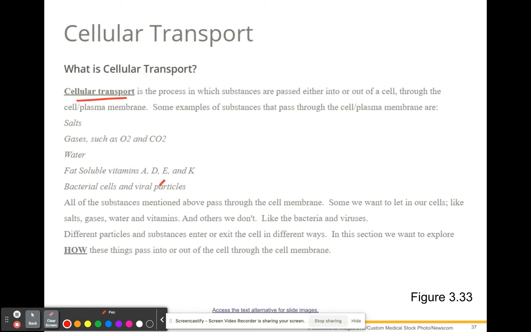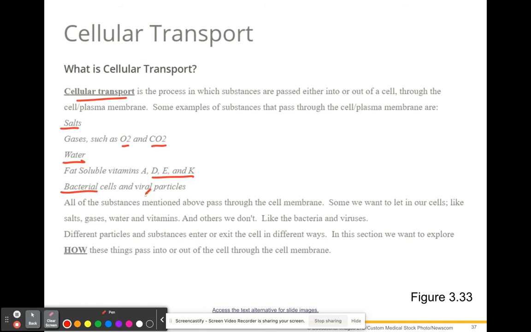And these are my personal notes. That's why it looks a little bit different than the PowerPoint. The PowerPoint had a lot of information that we did not necessarily need to know. This is the stuff you absolutely need to know. So what can pass through a membrane? What can pass through our cell membrane? We can have salts like NaCl. We can have gases like carbon dioxide and oxygen. We can have water. We can have vitamins like A, D, and K.